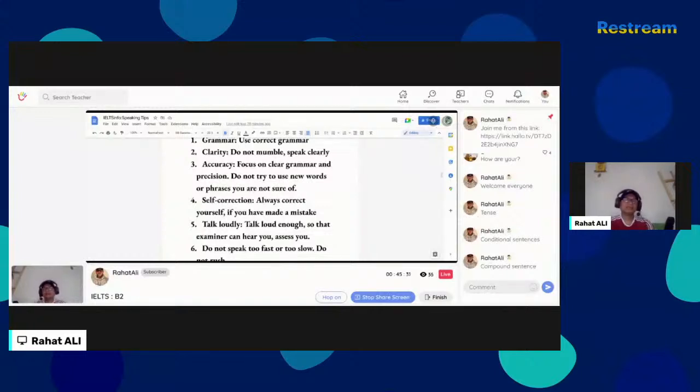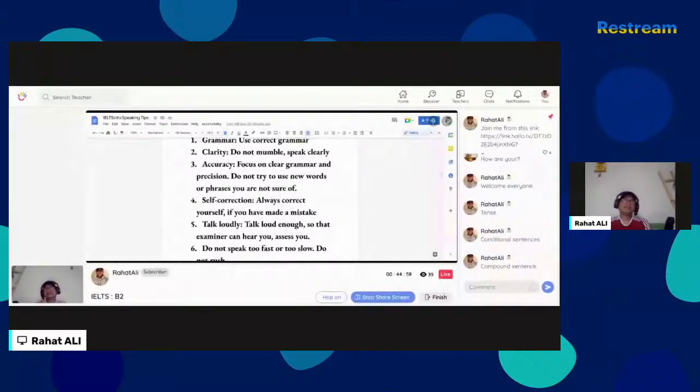Then number 5, talk loudly. Talk loud enough so that the examiner can hear you. If the examiner can't hear you, if the examiner cannot understand you, there is no way you're going to get good marks, because the examiner didn't hear you. And because of your substandard communication, the examiner couldn't understand your answer. So that will affect your score, obviously.